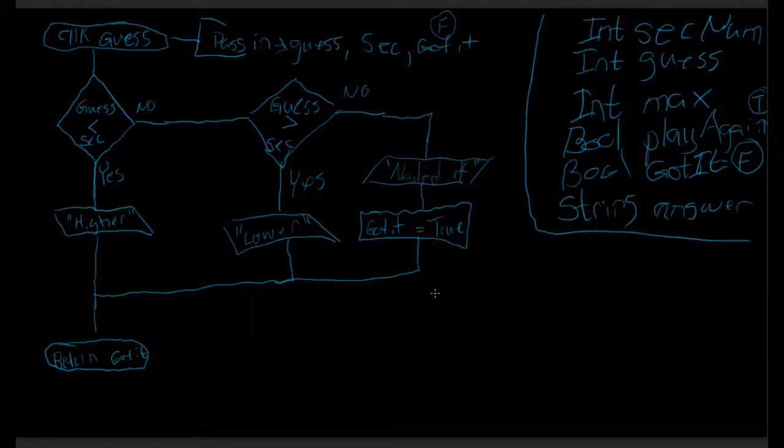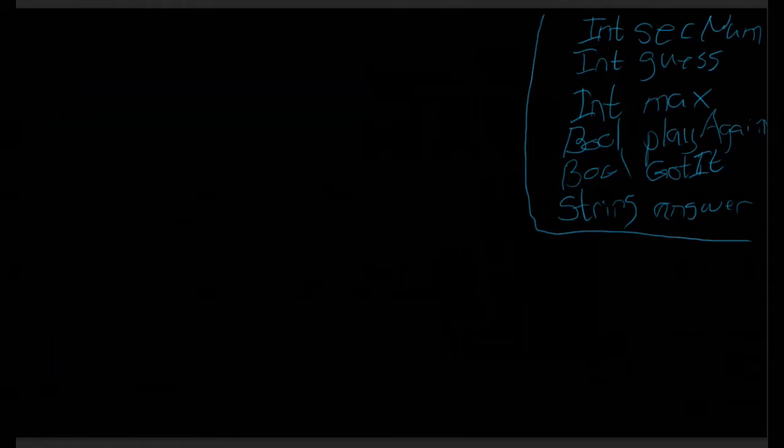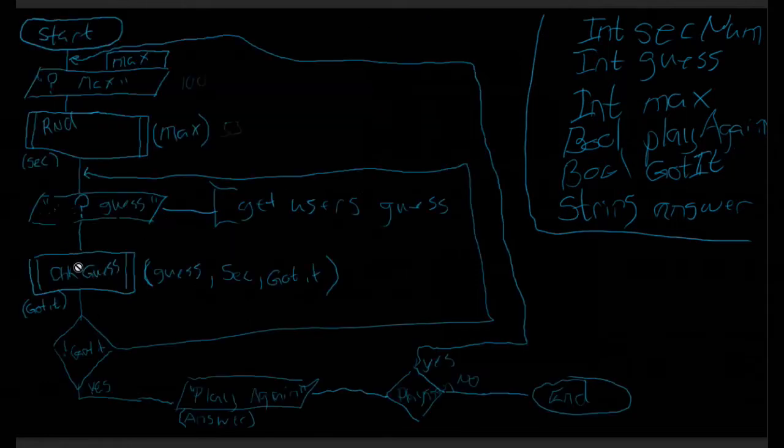It's going to change got it to true. It's going to return back to our main program, which is right here. And now guess got it is going to be true. Therefore, not got it, which would say if not got it. So if this is still false, it actually is considered true, and it continues. It's going to say, oh, I did get it. So it's going to go here.